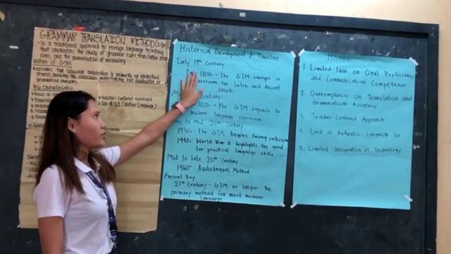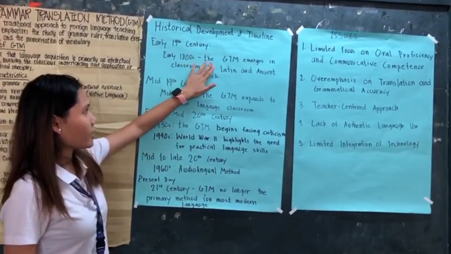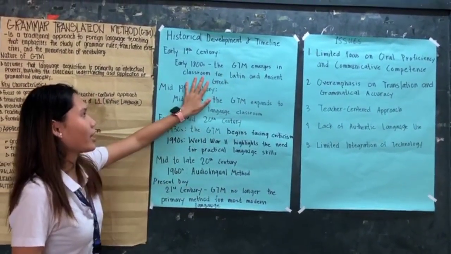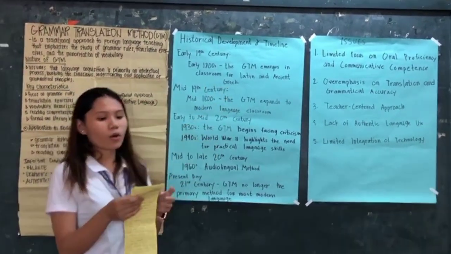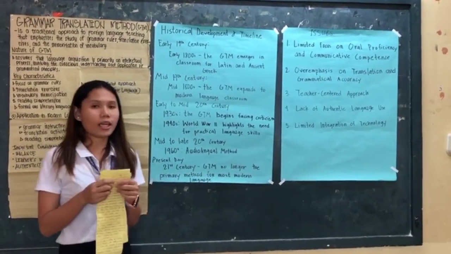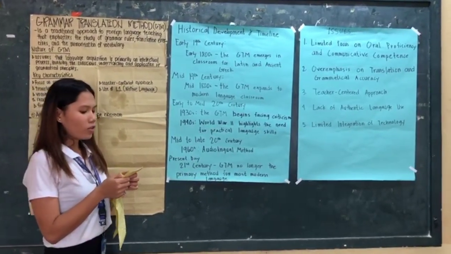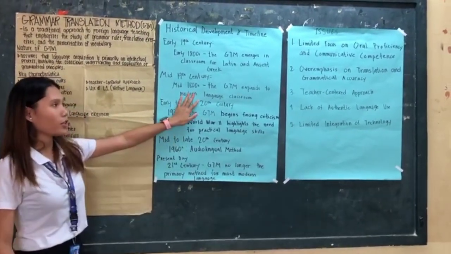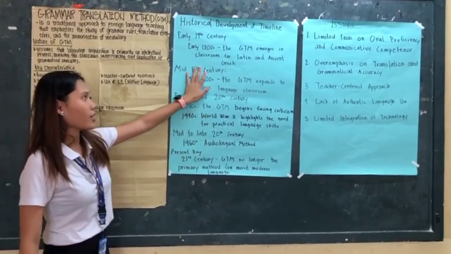I'll be reporting about the historical development and timeline. In the early 19th century, or early 1800s, the GTM emerged in classrooms for Latin and ancient Greek. Latin of course lost its status as a spoken language, making communicative methods less relevant. The focus shifts to understanding the written text and translation.